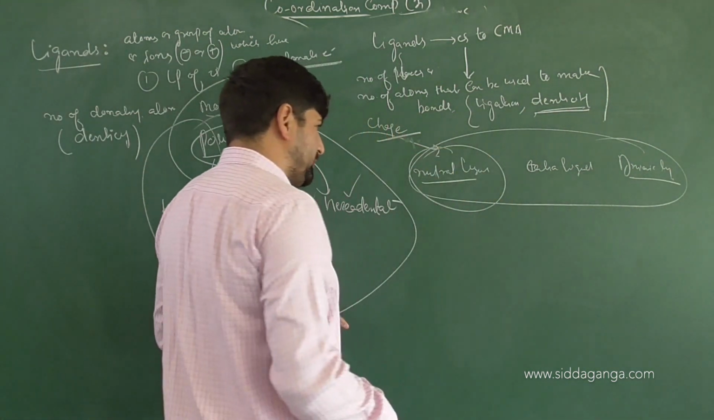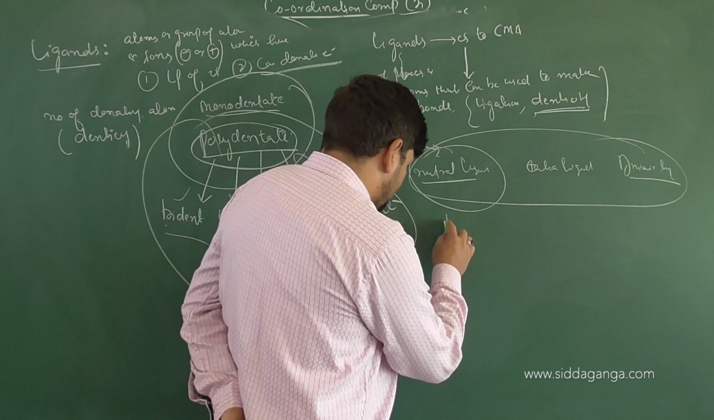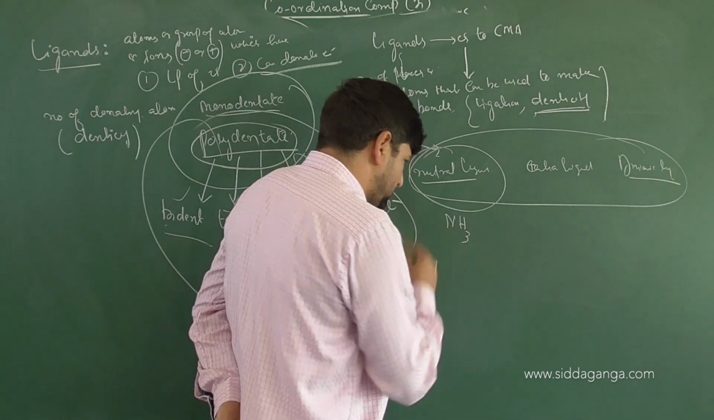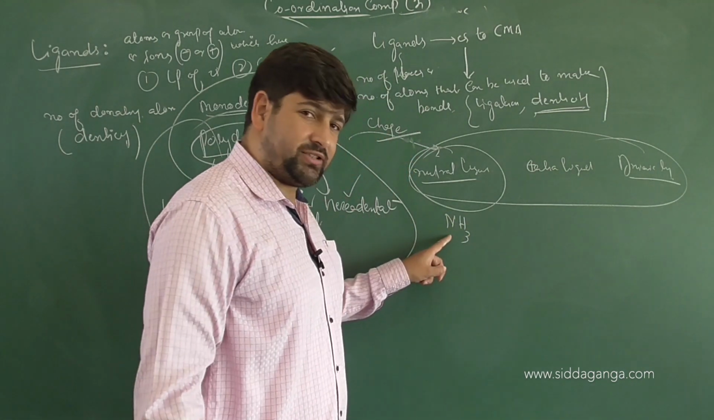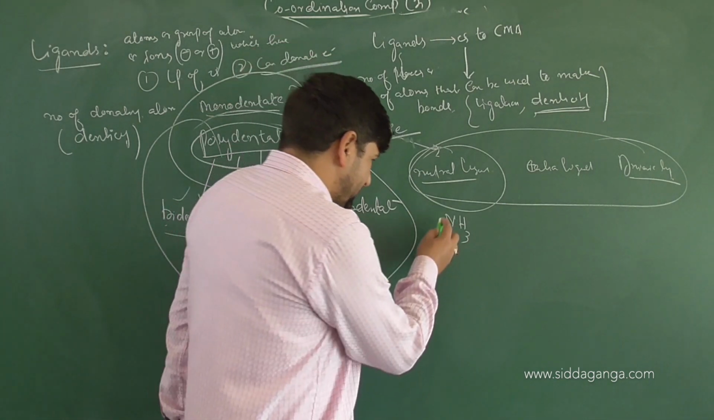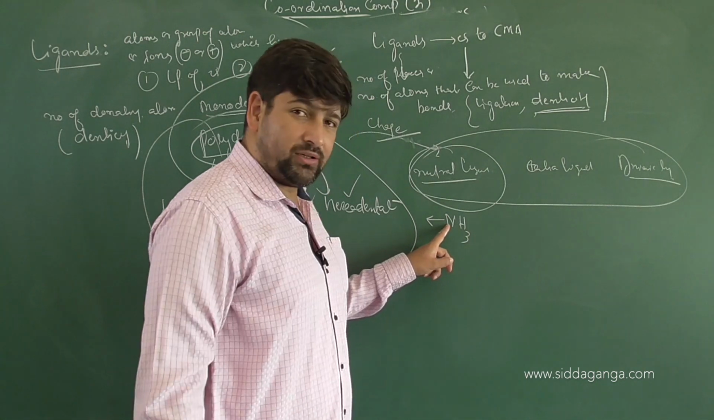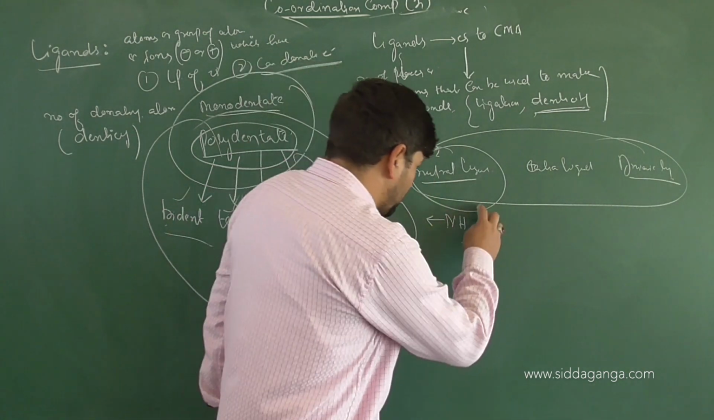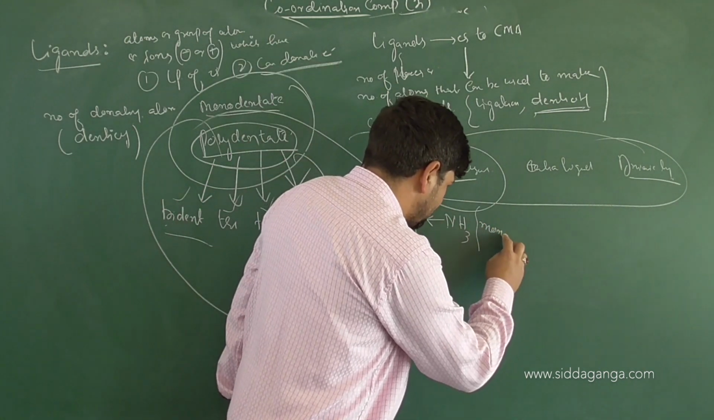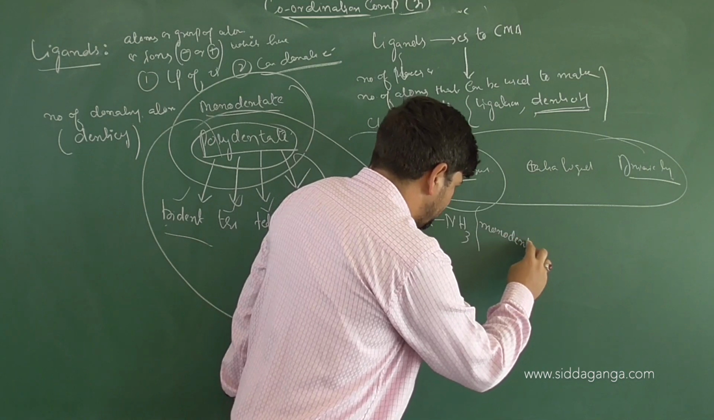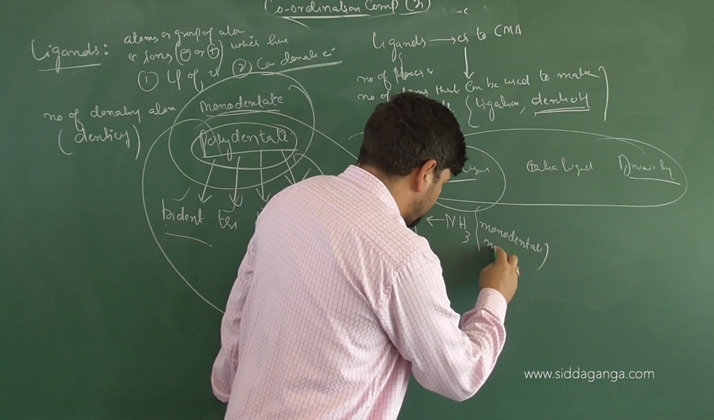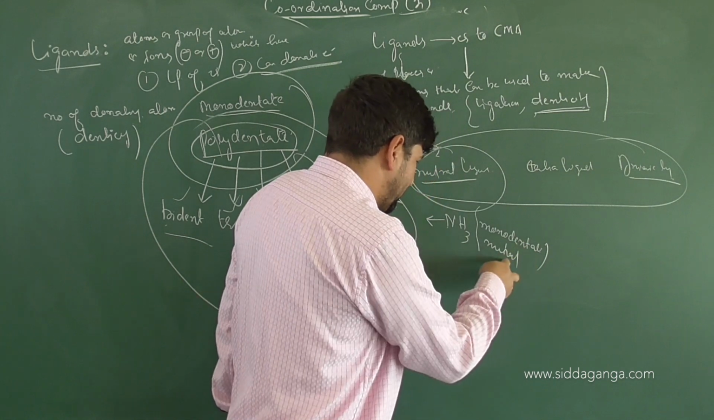What are the examples of different neutral ligands? We can take ammonia as an example of a neutral ligand because the net charge on ammonia is 0. Yes or no? And it has a lone pair of electrons on nitrogen. So denticity is 1. So ammonia is a monodentate ligand. Monodentate, but it is neutral. So it is a monodentate neutral ligand.